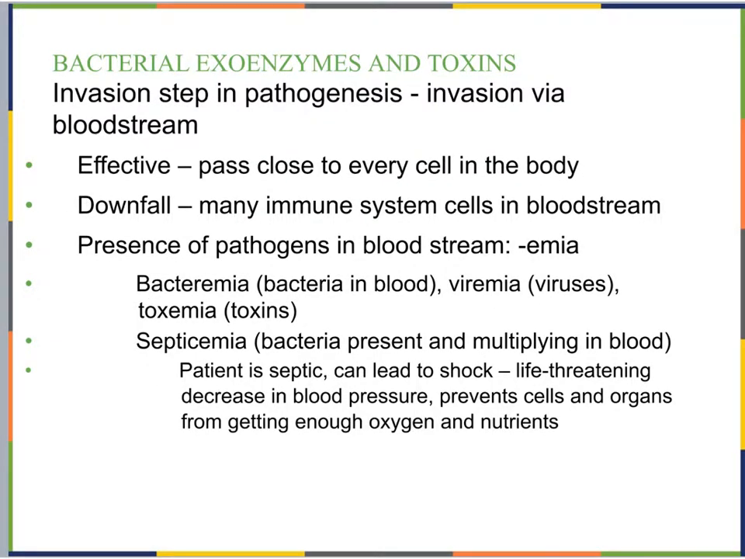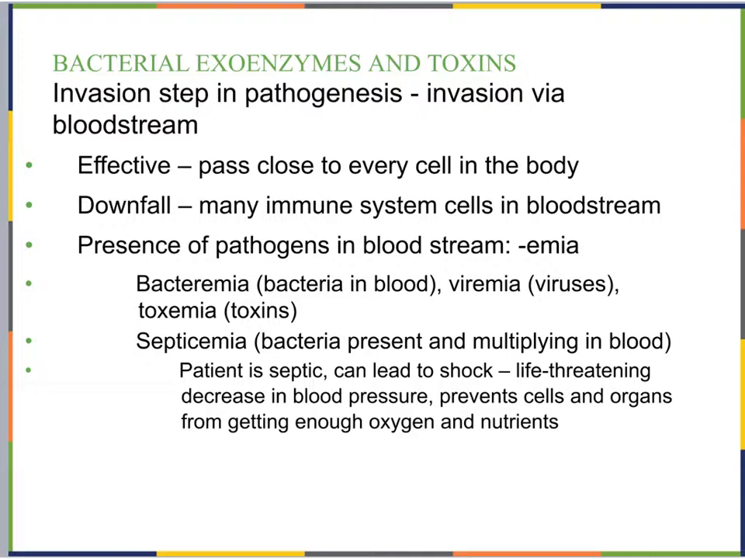So then what we haven't talked about as much is the invasion step of pathogenesis, and some of the different types of virulence factors that are produced for that. We have spoken a little bit. So we have bacterial exoenzymes that we already mentioned, and toxins. These are very effective because they pass close to every cell in the body.